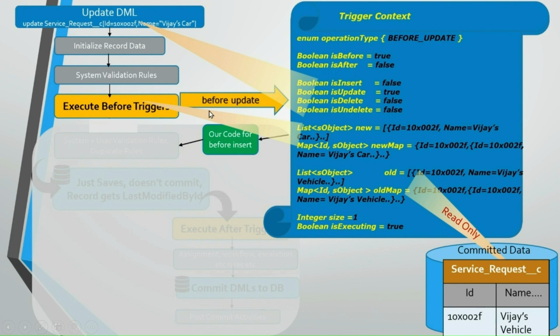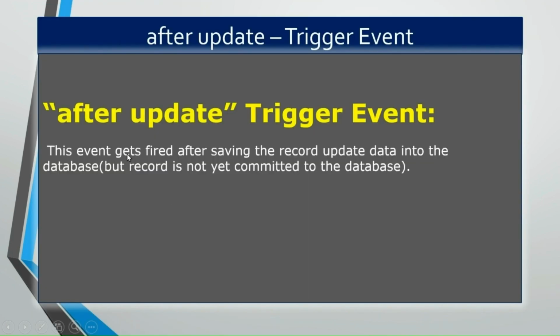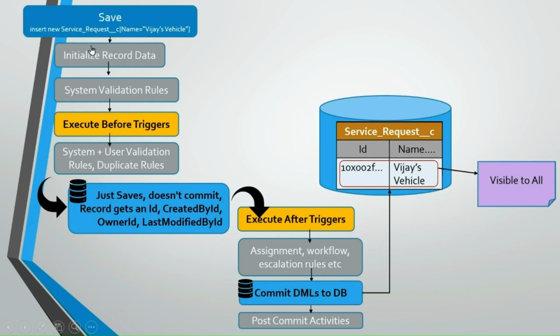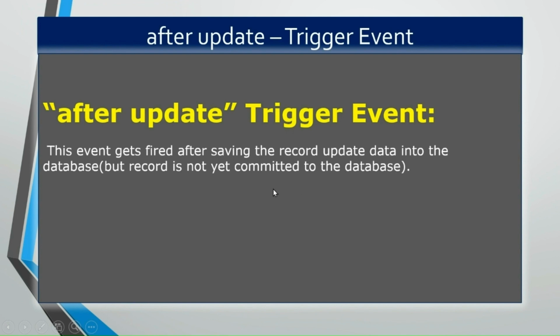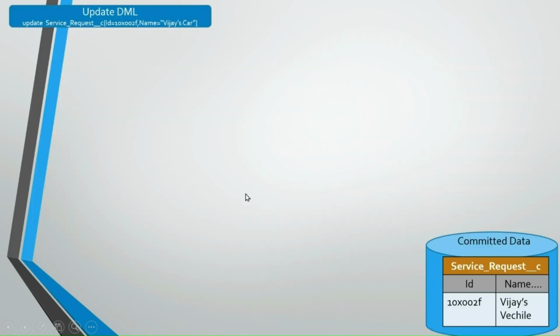Now let's look into the after update trigger event. The after update trigger event gets fired after saving the updated record data into the database. That is, consider this order of execution is to update the record data, and the after update trigger event gets fired at this step, that is, after the save operation is performed. Now let us see how Salesforce is going to populate trigger context variable values for the after update trigger event.